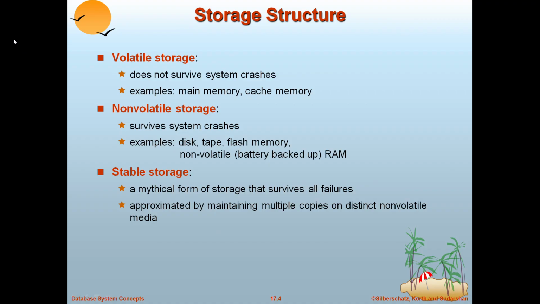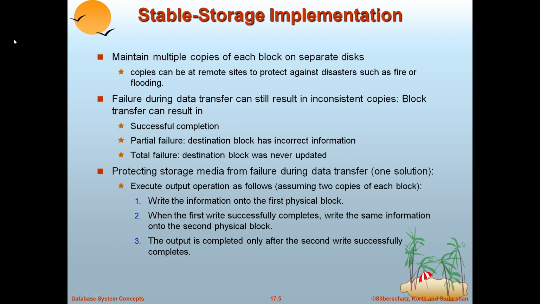For stable storage, as I said, we maintain multiple copies on distinct non-volatile media. We can do that by maintaining multiple copies of each block on separate disks. Copies can be at remote sites to protect against disasters such as fire and flooding. A failure during data transfer can still result in inconsistent copies.